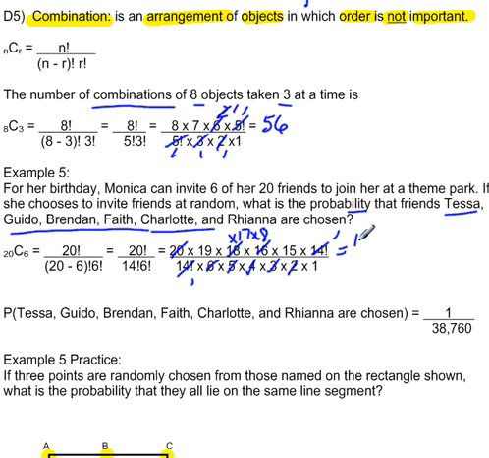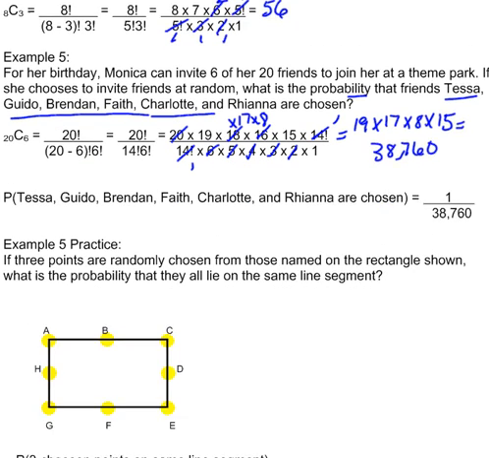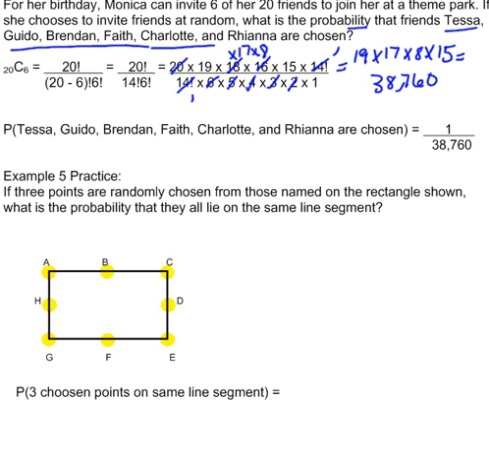So your problem now is 19 times 17 times 8 times 15. And this answer will be 38,760. And of course, the probability of that happening then is 1 out of 38,760. So this is the last thing we're going to talk about.